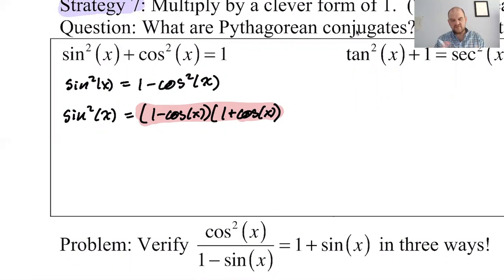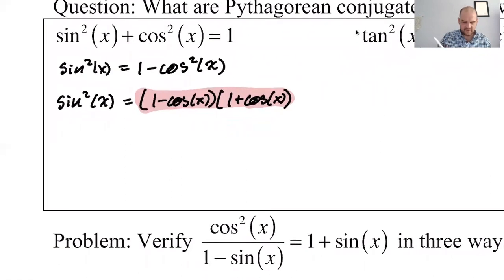It changes its form. So the other place you've probably seen conjugates, I'm gonna guess, is with complex numbers, complex conjugates, like 2 plus 3i, 2 minus 3i. You multiply them together, you get a real number. It changes from a complex number to a real number. Here, if we multiply 1 minus cosine and 1 plus cosine, it changes from cosines into sines. It changes its thing. So that's why they're called conjugates.